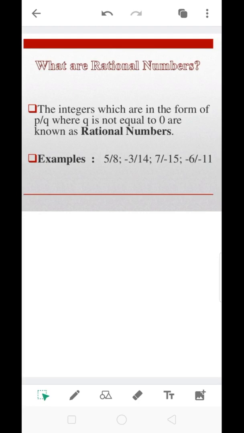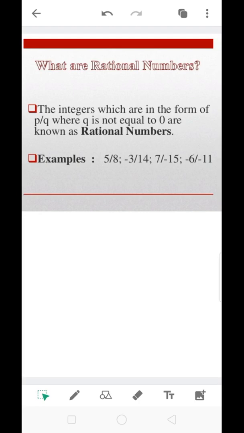Next example, 7 upon minus 15. Numerator is 7, a positive integer. Denominator is minus 15, a negative integer. And the last example, minus 6 upon minus 11. Here both the numerator and denominator are negative.